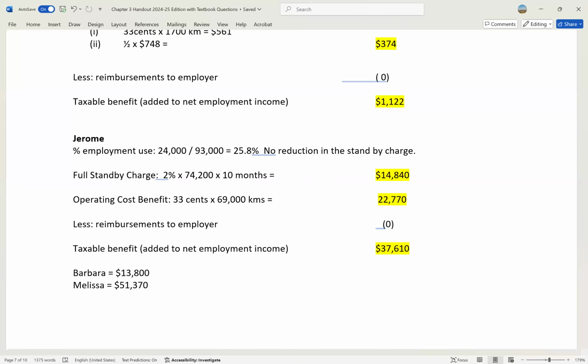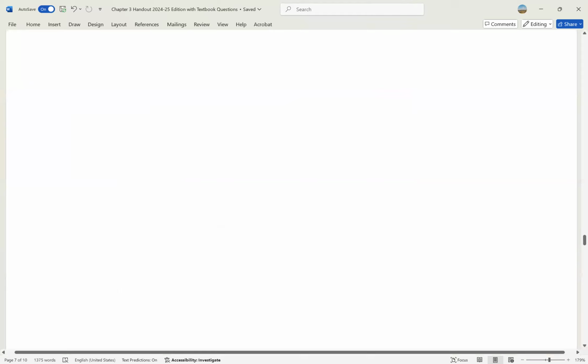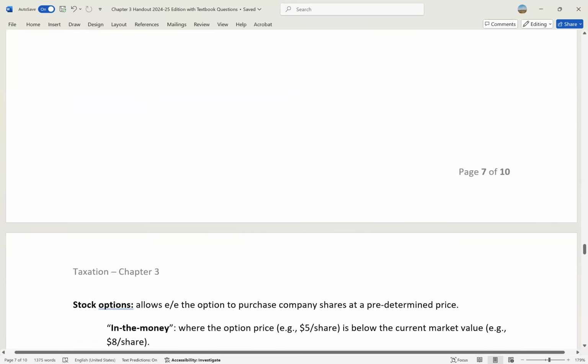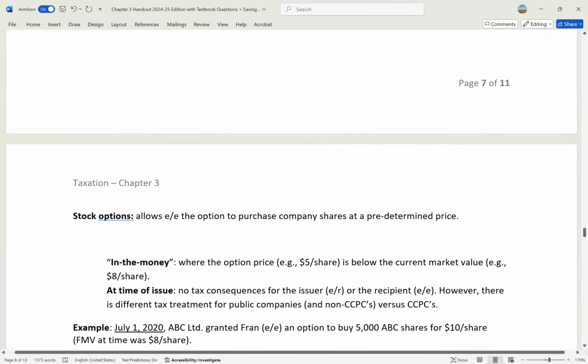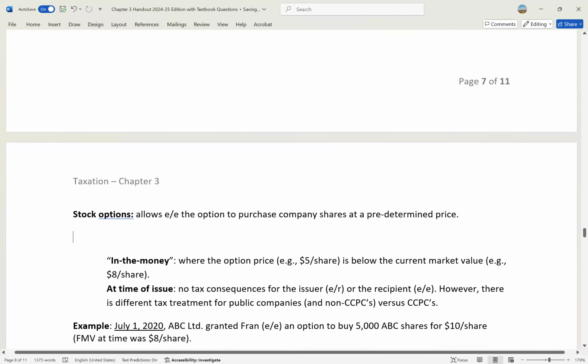So that's automobile benefits. We're going to start stock options, and then we'll probably take a break closer to 7:30. But let's talk a bit about stock options. Stock options allow the employee the option to purchase a company's shares at a predetermined price. So a stock option gives the employee the option to buy shares in the company that they're working for.